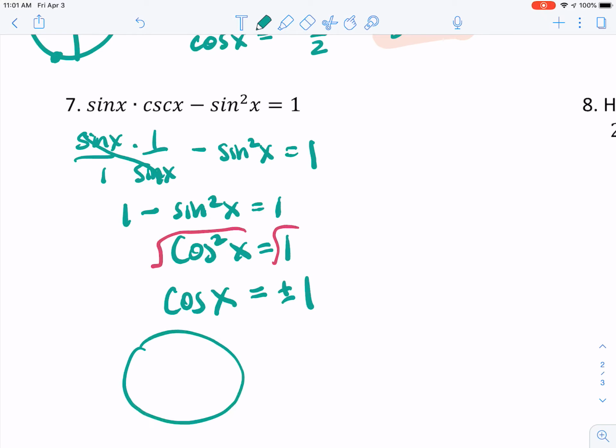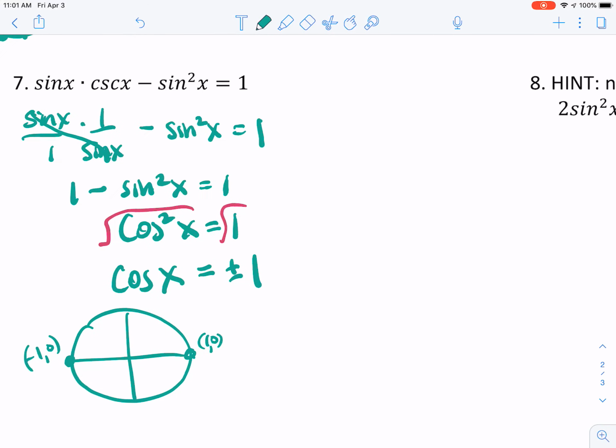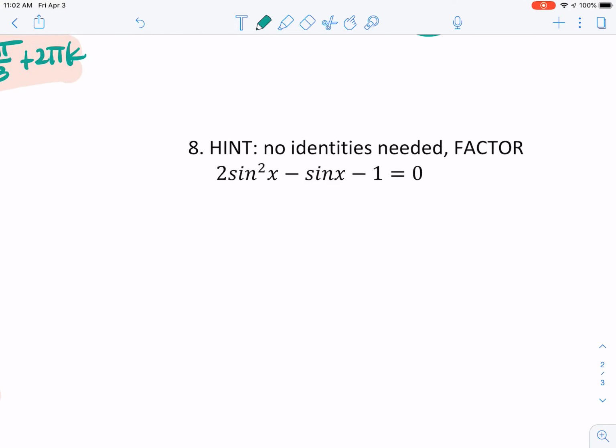So I need to think where cosine is positive or negative 1. Cosine is positive 1 here, because this ordered pair is 1, 0. And cosine is negative 1 here, because this ordered pair is negative 1, 0. So we will say that x equals, again, a lot of different ways to write this. The shortest way to write it is pi k. That's not the only way, but if k is 0, you would get this point. If k is 1, you would get this point. If it was 2, you'd go back around, and you would hit all of those points every pi apart. Okay? All right, last question, another factoring one.